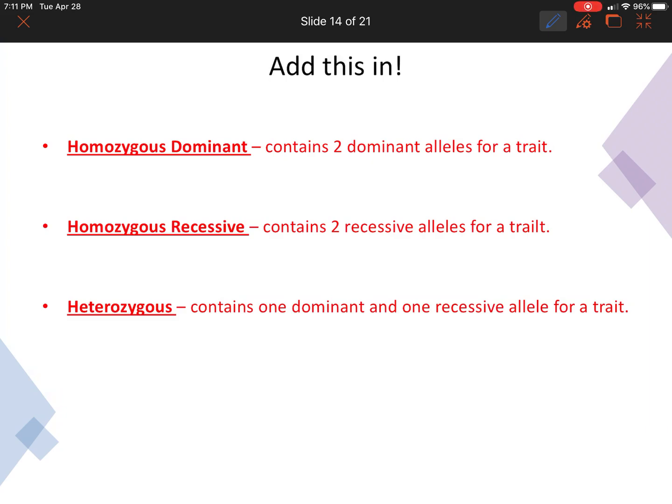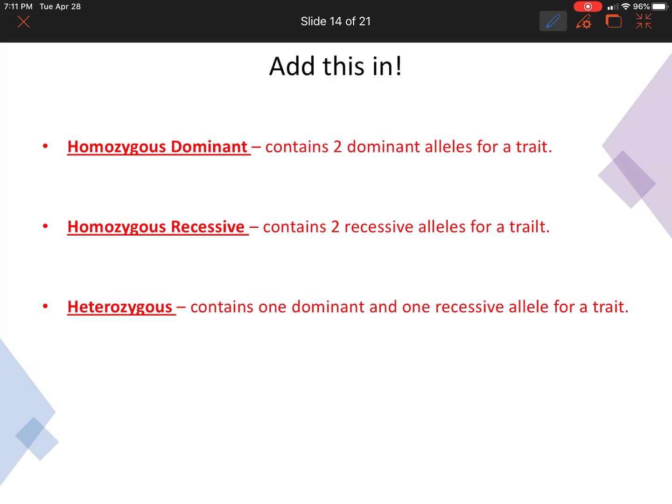Hi everyone. Today we're going to actually learn about Punnett squares. So hopefully you're well on your way to finishing your baby assignment, and that's due tomorrow, right? And today we're going to go through Punnett squares.